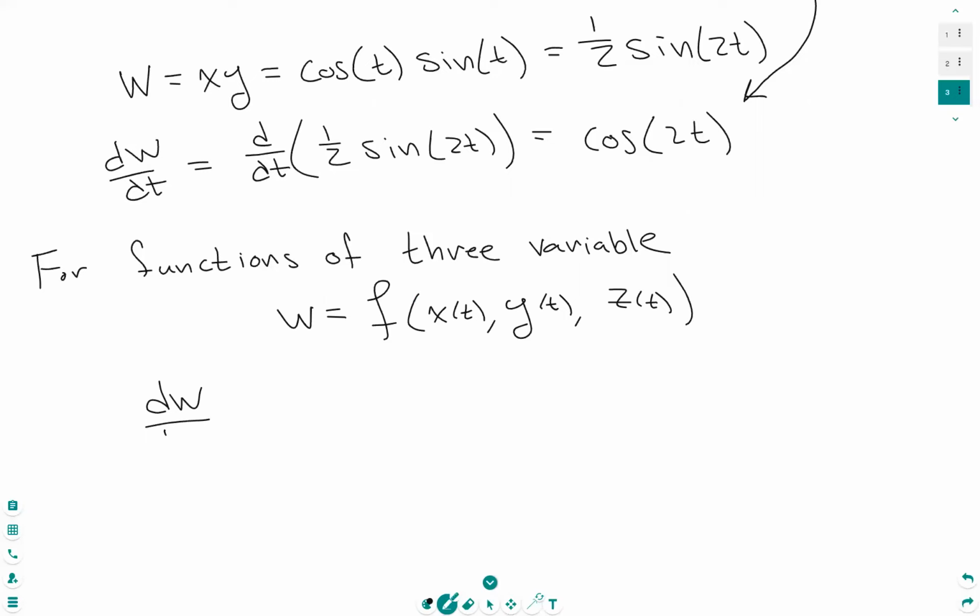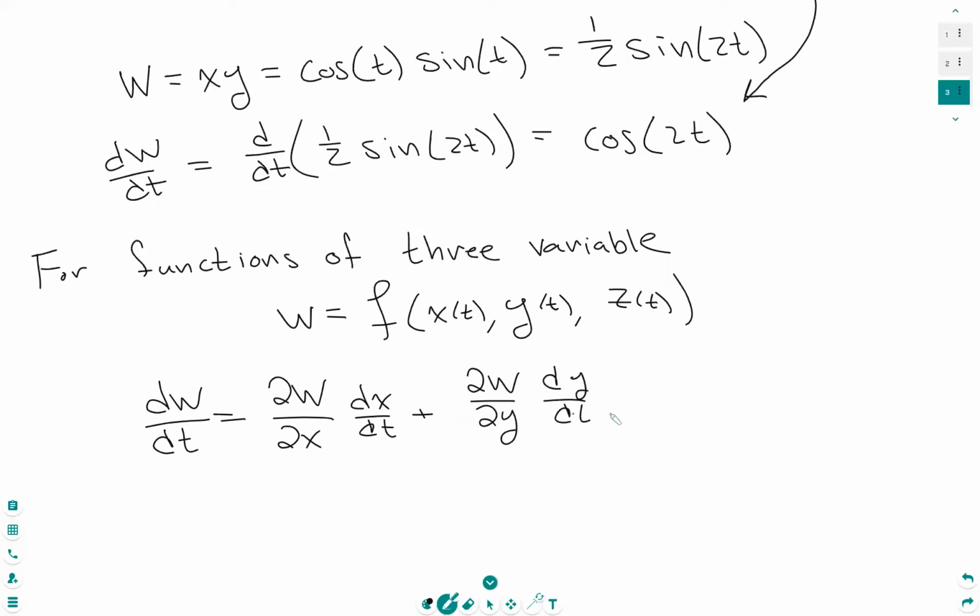Then dw/dt is partial w, partial x, dx/dt, plus partial w, partial y, dy/dt, plus partial w, partial z, dz/dt. Right, and there's that extra product term that we saw, that we were expecting.